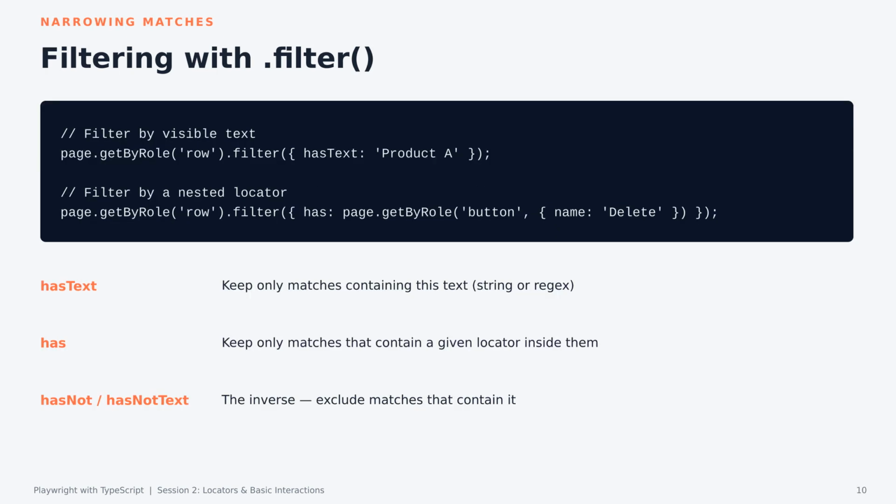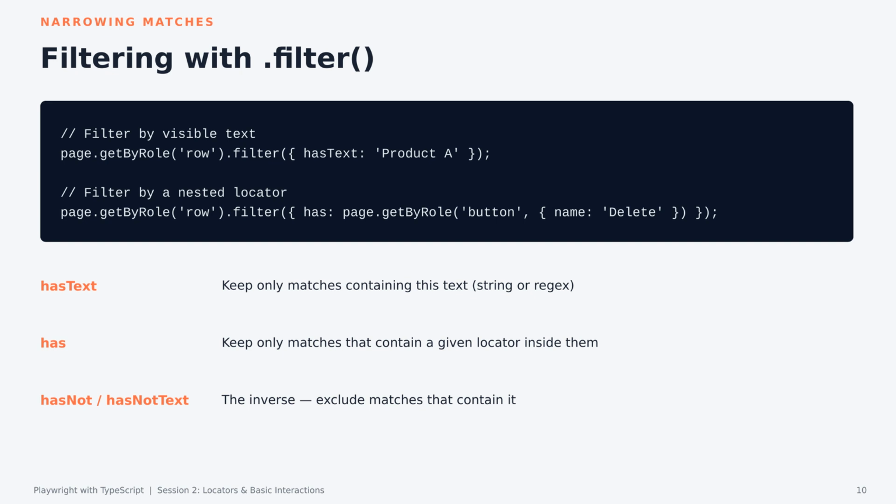Filtering is how you narrow down a locator that's currently matching more than one element. Two main ways to use it. First, filter by visible text: page.getByRole('row').filter with hasText product A. Second, filter by a nested locator, filtering rows down to only the ones that contain a delete button somewhere inside them. The options you have here.